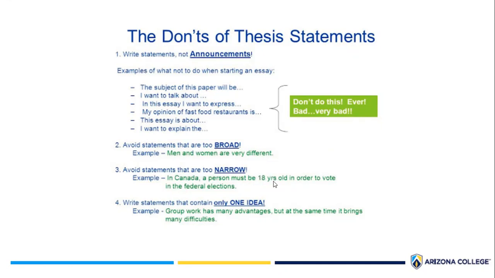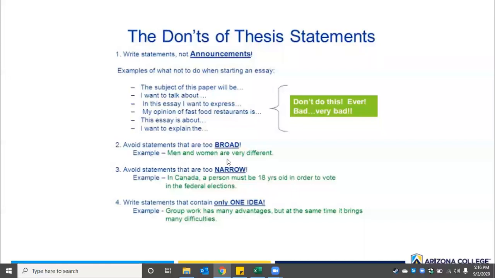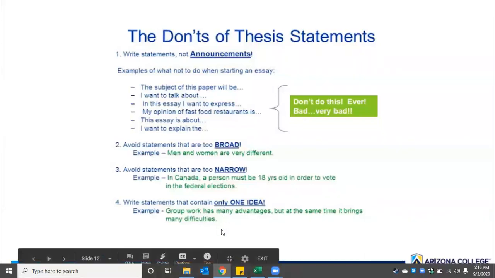Avoid statements that are too narrow as well. So in Canada, a person must be 18 years old in order to vote in the federal election. A fact doesn't really argue anything, and it's also not broad enough to actually write an entire paper about. So you also want to focus on one idea.